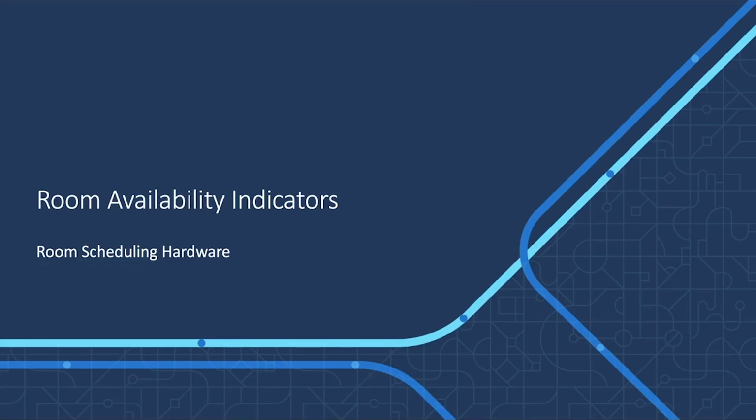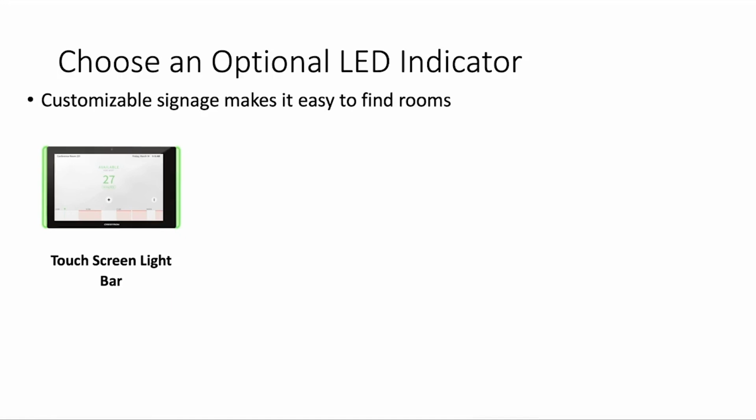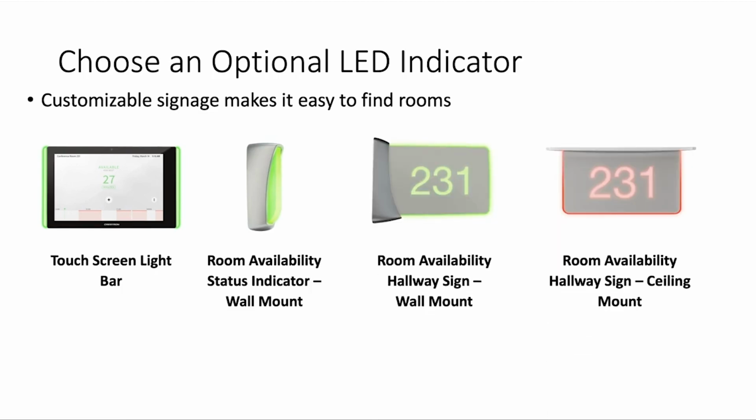So our panels are one thing on their own. That's kind of the brains of the system. That's what's connecting out to 365 to bring your calendar info or run the application itself. What about those indicators that we talked about? Again, here we have the different options to optimize each space. There's the light bar option, the room availability status indicator, there's a small wall mount option, a larger sign wall mount option, and then lastly, our ceiling mount sign option.